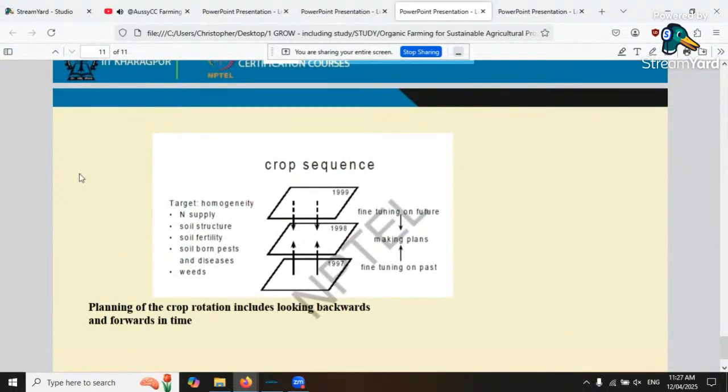Crop sequences. Planning of the crop rotation includes looking backwards and forwards in time. So you have to try and picture that to see what you want to happen at those times, so it can all work out well for you. Pretty much it's all going to be taken care of down the track, but in these transitional times, it's things to consider, because you'll have ample supply of everything down the track. Everything will be rotating and doing all its happy stuff. Nutrition levels will be high, microbes will be high. It'll all be really good, but it's just something to take into consideration again.